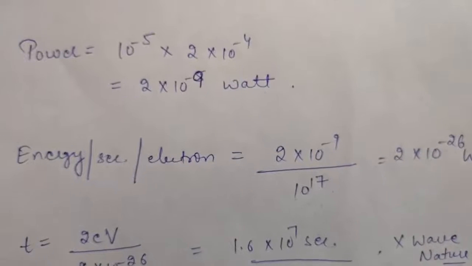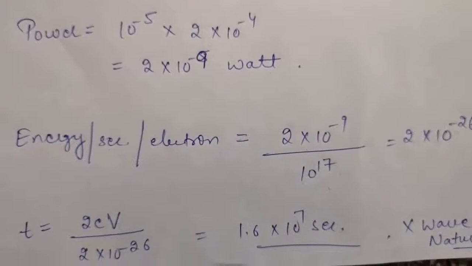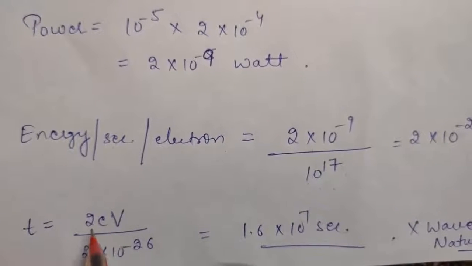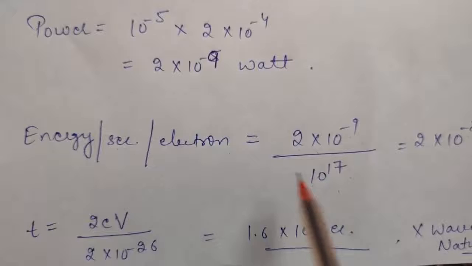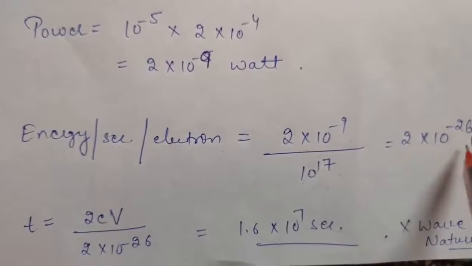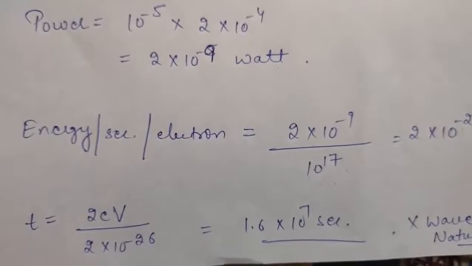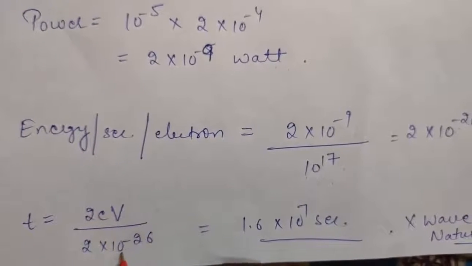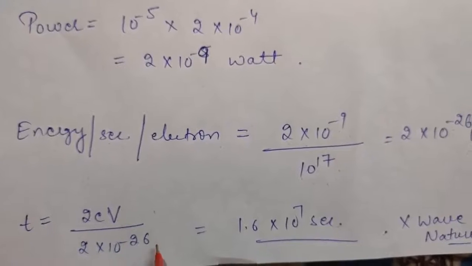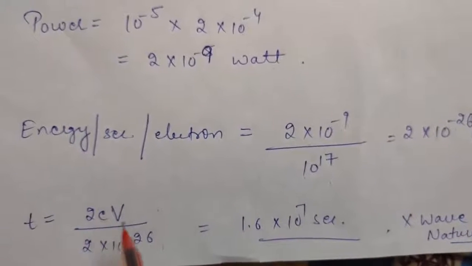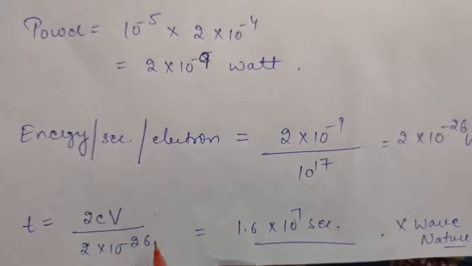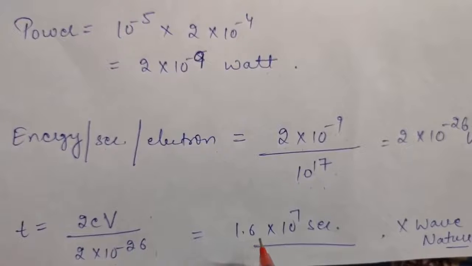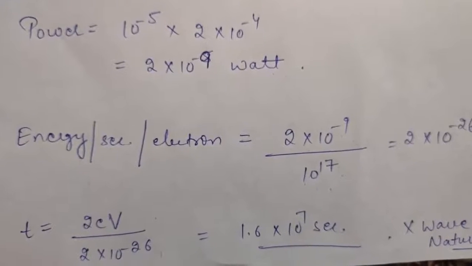Okay, so now we will be calculating the time required for photoelectric emission. Now you know the energy required per electron for ejection is this much and the energy absorbed is this much. So the time taken will be given by the energy required per electron for ejection upon the energy absorbed per atom. That will be 2 electron volt upon 2 into 10 to the power minus 26. That is this energy, right? So when you solve it, it will come to be 1.6 into 10 to the power 7 seconds.